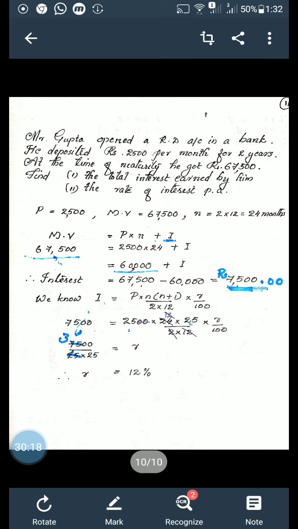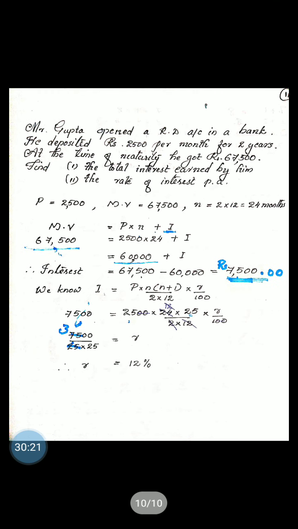Now transpose this 60,000 to the left side. You will get interest I is equal to 67,500 minus 60,000. So in the first step itself we get that his interest is equal to, you can see, rupees 7,500.